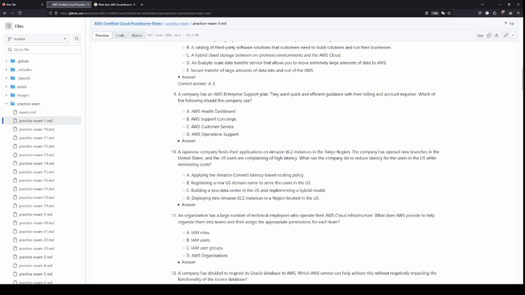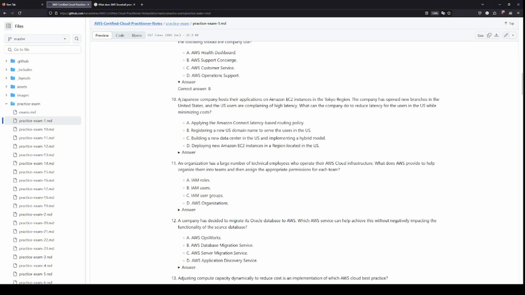And then customer service as well wouldn't have anything to do with it, because we're talking about quick and efficient guidance with their billing and account inquiries, right? So customer service isn't going to deal with the billing. Operations support would have to do with your actual cloud architecture and stuff like that. So I really like B, Support Concierge. I also have this memorized that AWS Support Concierge helps you with the billing and account queries, right? And then 10, this will be our last one.